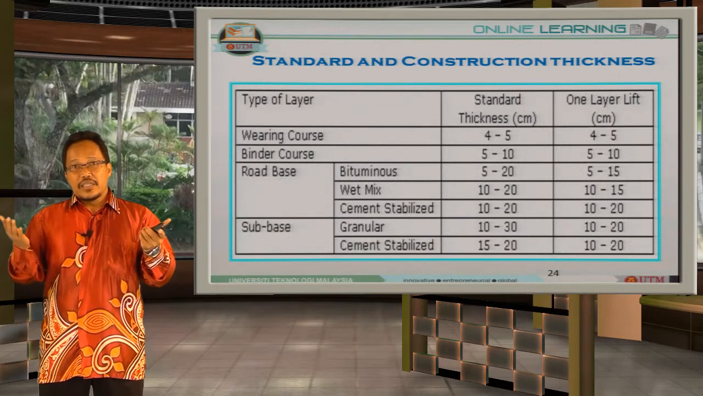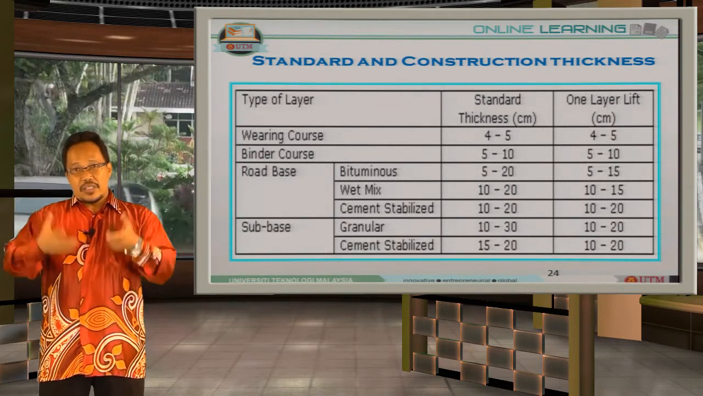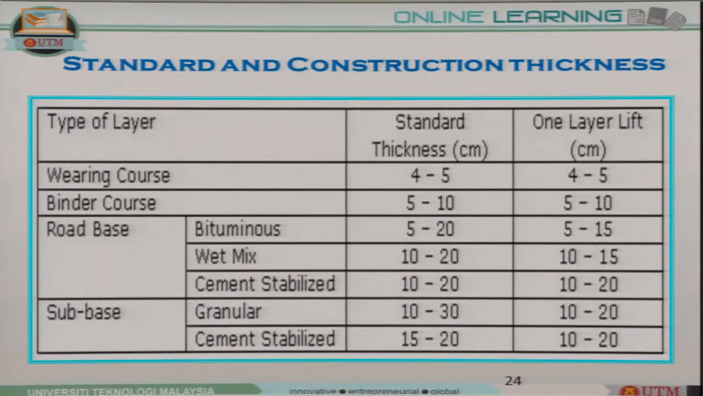This is the standard construction thickness: how thick each layer is. That's the standard thickness. If it exceeds the standard thickness, then you'll go with one layer less thickness. For example, let's say the binder course, you're going to construct 15 cm or 150 mm. It exceeds 5 to 10 cm, meaning that you have to construct it in 2 layers. So you split 150 mm into 2, you get 75 mm and 75 mm, meaning that you have 2 layers of binder course.